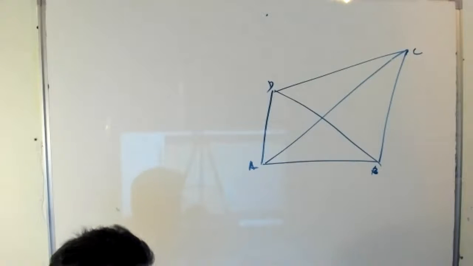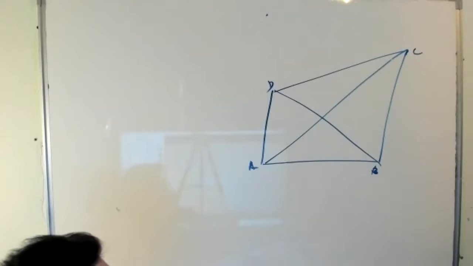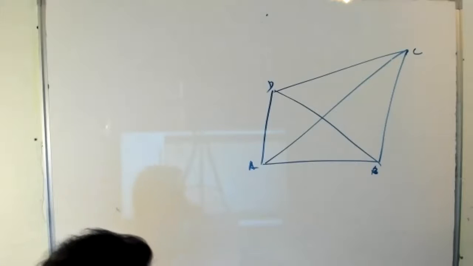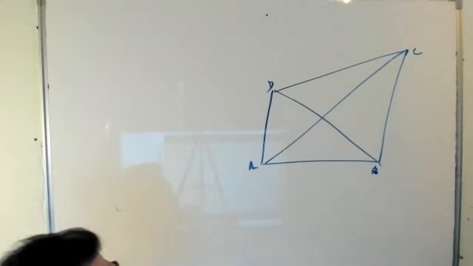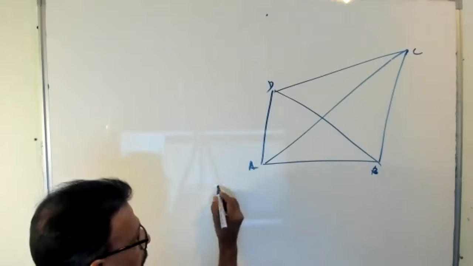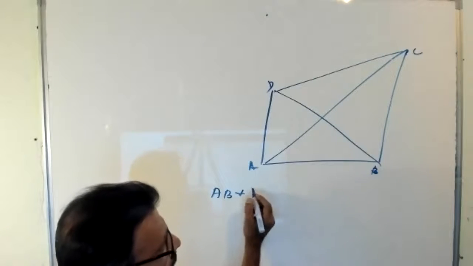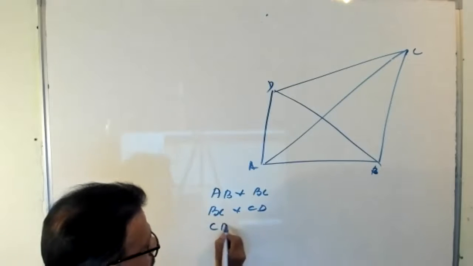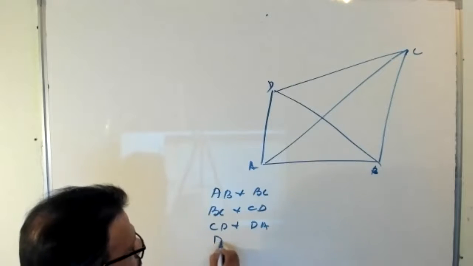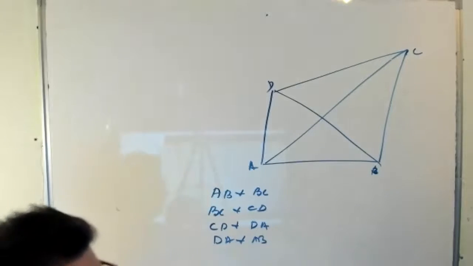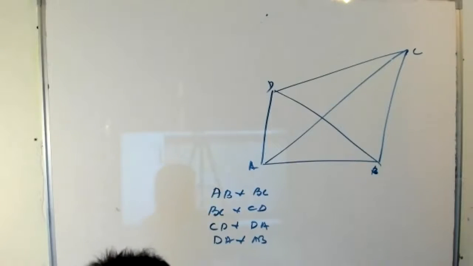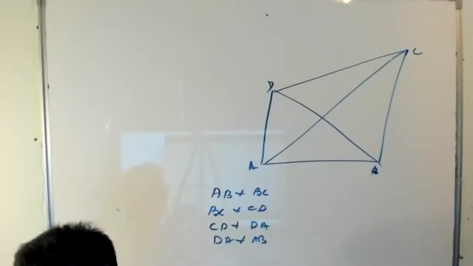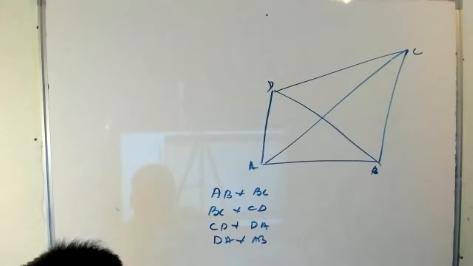Sir, can you repeat again? AB and BC, BC and CD, CD and DA, DA and AB are adjacent sides. Okay, clear now? Yes, sir. Okay.